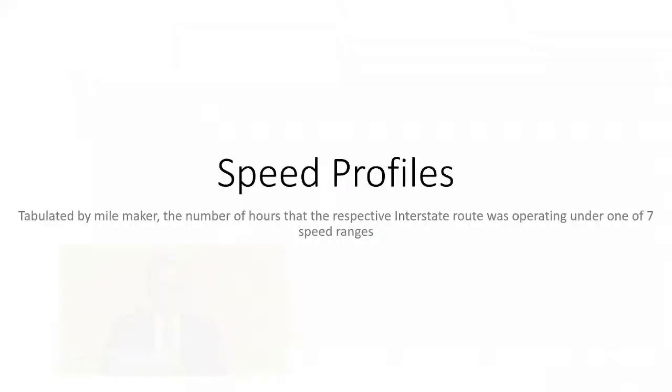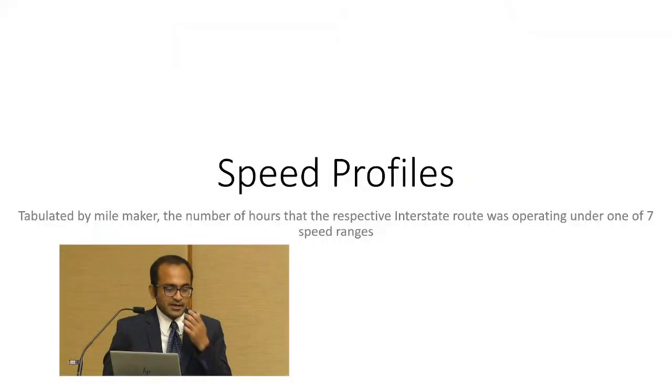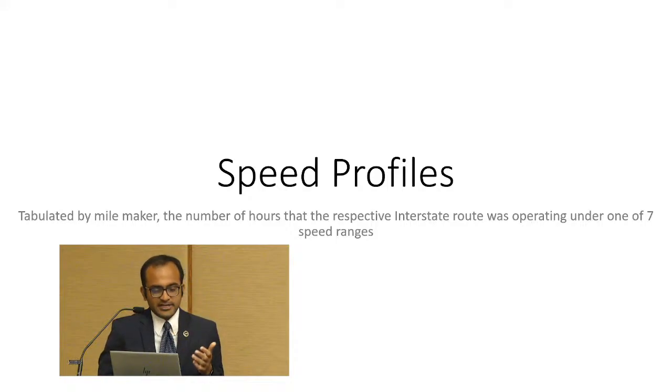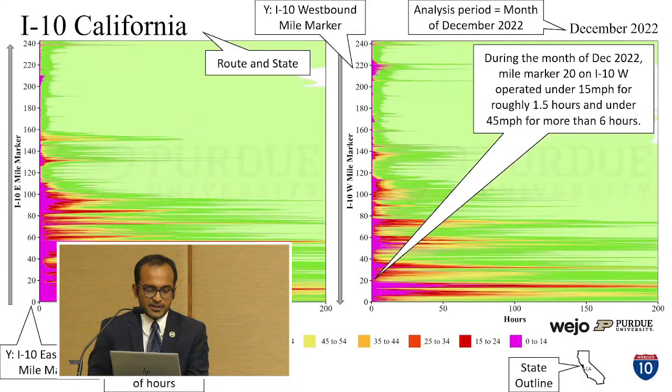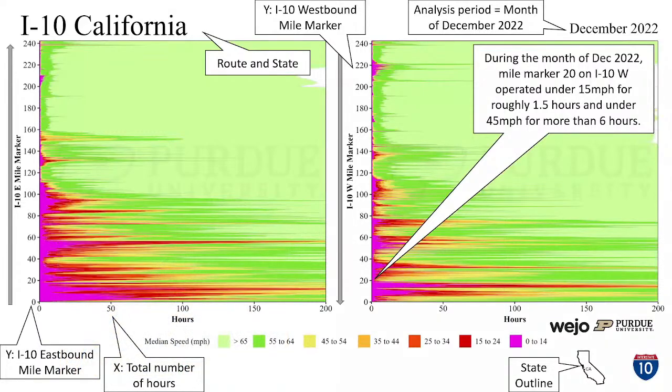So going one level higher, a visualization that lets you track interstate mobility at a monthly level. So we're basically collapsing the heat map and showing you at what mile marker for the entire month you see the most congested travel. So this is, again, the I-10 California example. So for the month, on the y-axis is the 240 miles, and on the x-axis is the hours of the month. So we'd have 720 hours.